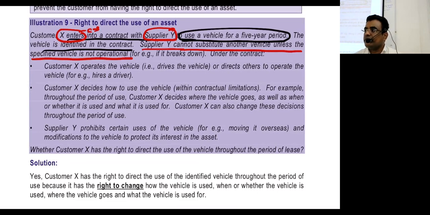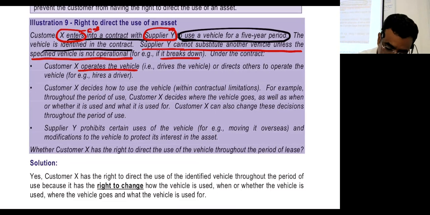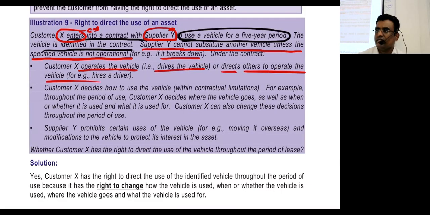Supplier Y cannot substitute another vehicle unless the specified vehicle is not operational. Covered under exception. Yes, sir. Did we discuss that? Yes, sir. Breakdown, no problem. So he is having substantive rights. No. No. Yes or no? Customer X operates the vehicle. Drivers drive the vehicle, or direct others to operate the vehicle.